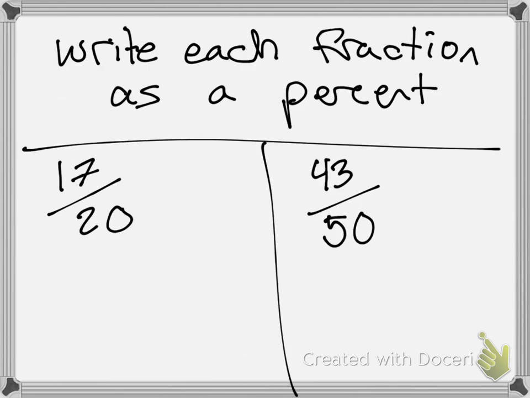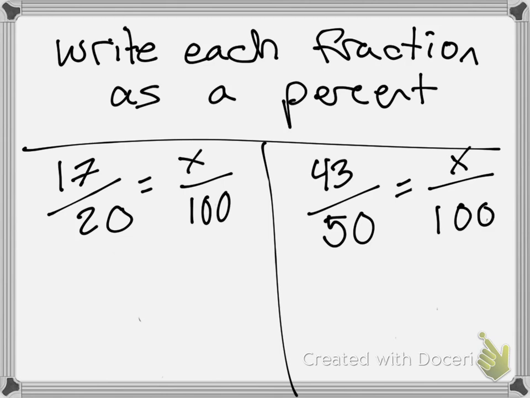So, write this down. Write each fraction as a percent. This should be pretty easy. So when we get a percent, as everyone said, it's always over 100. So we use our placeholder at the top. How do we get from 20 to 100? Say it together. Multiply by 5. Times 5. We do the same to the top. And we get x equals 85.